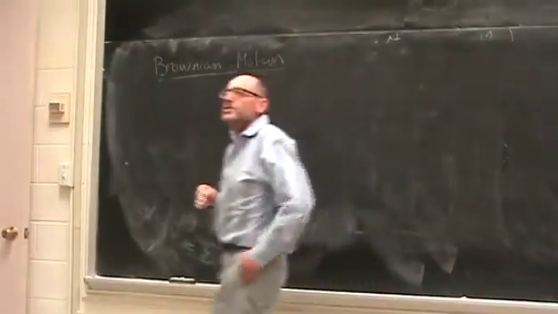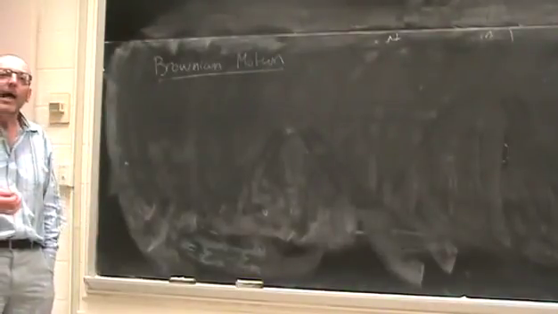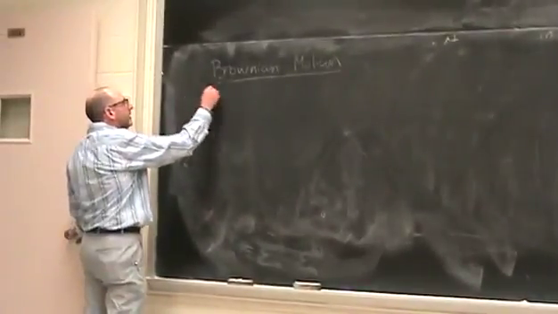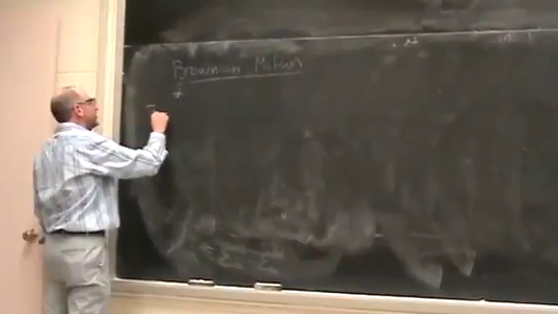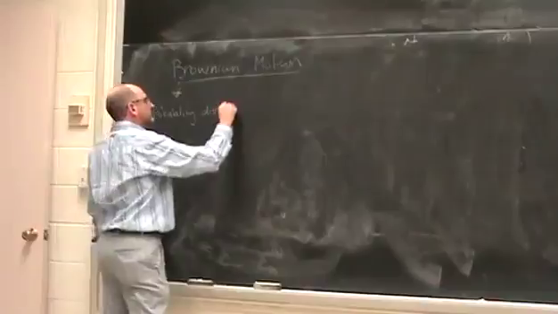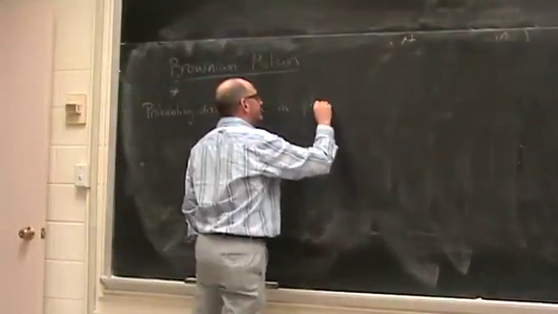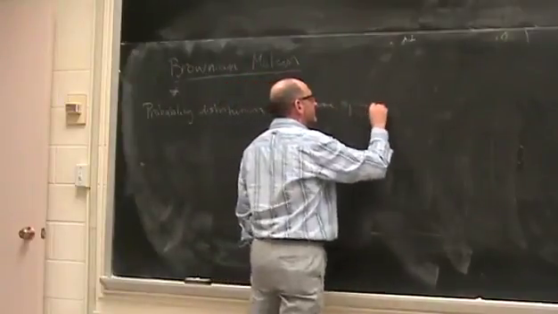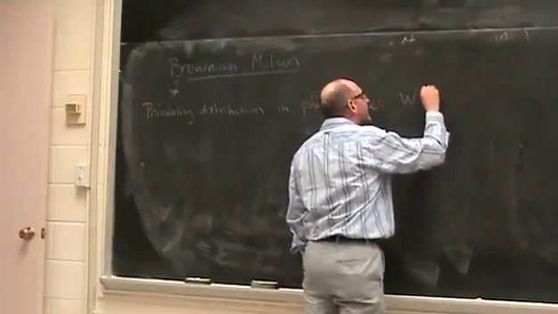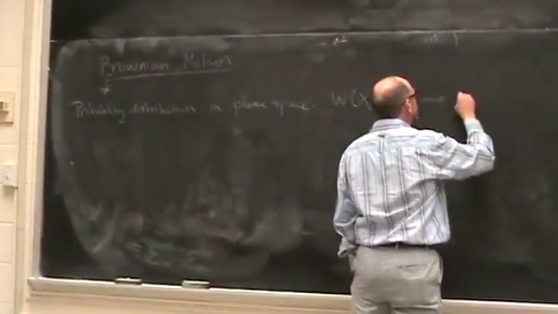The picture of Brownian motion connects two descriptions that we have for the dynamics. We can talk about a probability distribution in phase space. And that probability distribution, we call it W, whatever we want, follows, according to time, the Fokker-Planck equation.